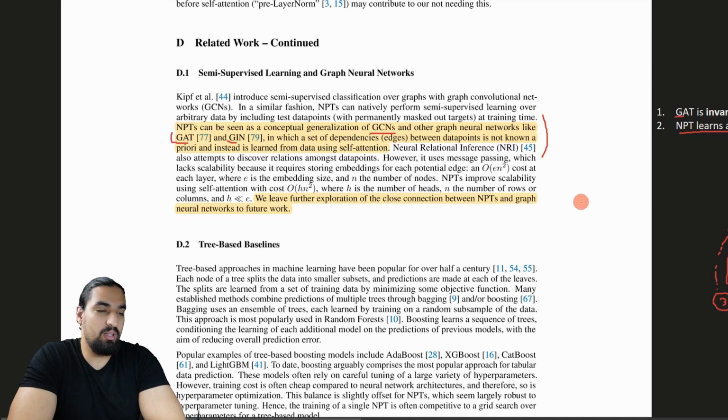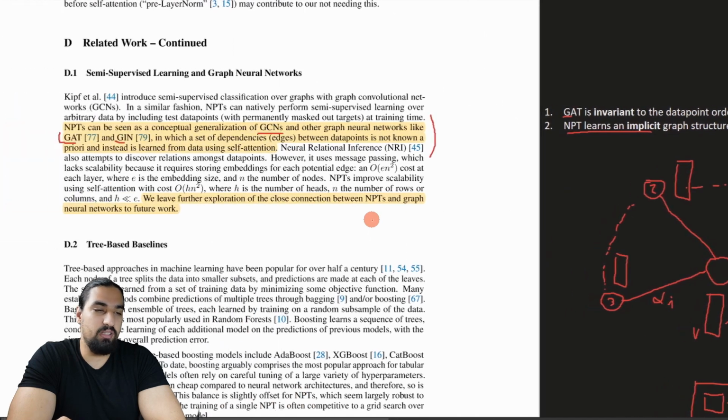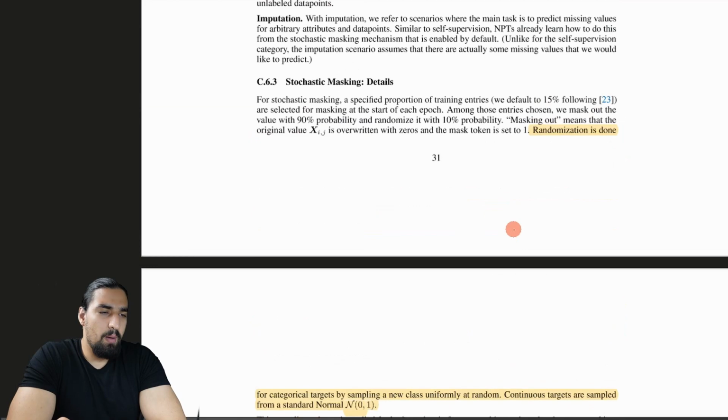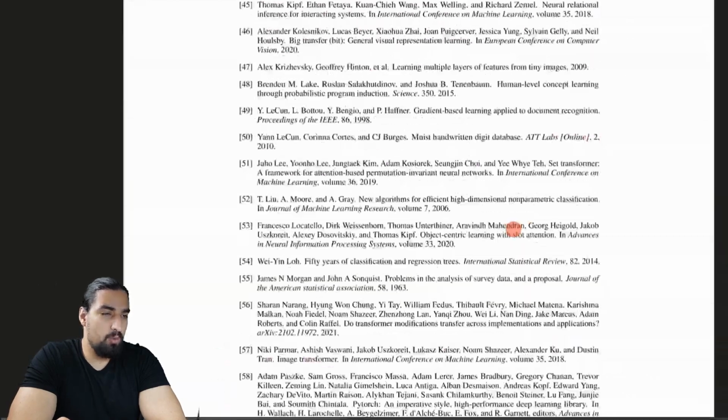But unfortunately, it's computationally expensive. They say here they'll leave further exploration of the close connection between MPTs and graph neural networks to future work. I just briefly mentioned a couple of obvious properties. I guess some of the more knowledgeable people from the GraphML community could write comments about what other interesting properties this thing has with graph neural networks. Okay, that was it. Now let me jump to experiments.